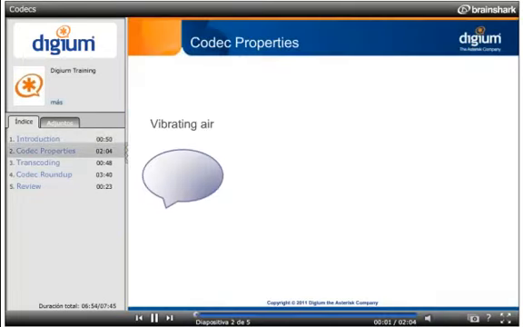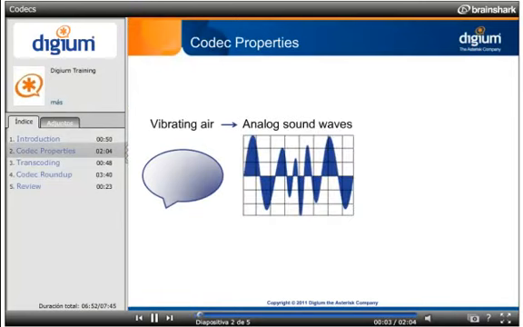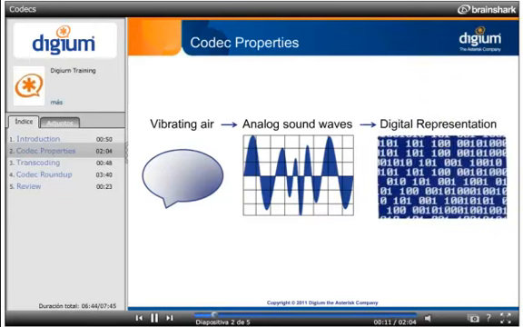Humans speak by vibrating air to create analog sound waves. Sound waves can't be reliably and rapidly transmitted over great distances, so for IP telephony, they must be converted to a digital representation that describes the original sound. There are many different ways to digitally represent audio, and each approach is defined by its own codec. Each codec has several distinguishing features.